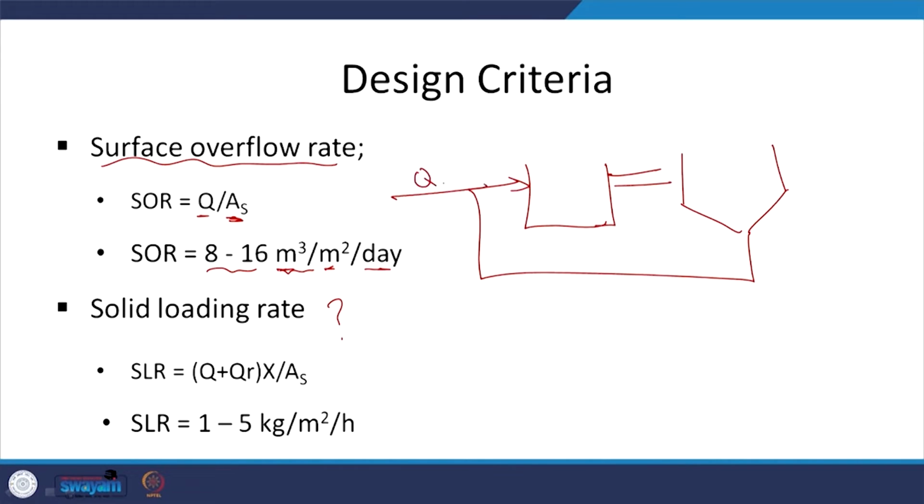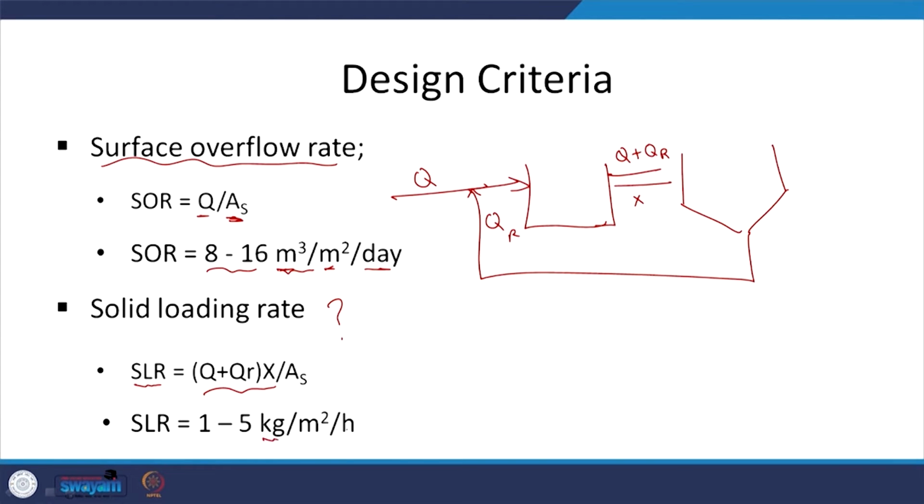So, Q is coming from here and QR is coming here. So, what will also be here? Q plus QR, and we know that the microbial concentration here is X. So, Q plus QR into X will give me an idea about the mass of the microbes coming into my sedimentation tank, and divide that by area, I get this sludge loading rate per unit area. So, I want that to be, looks like, 1 to 5 kg per meter square per hour.